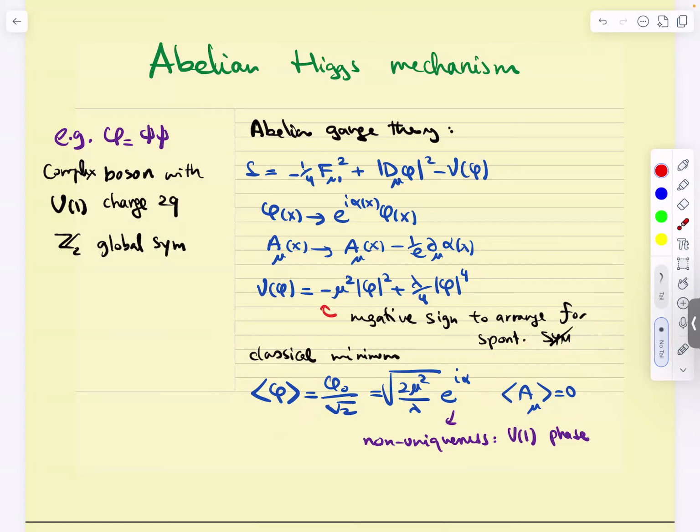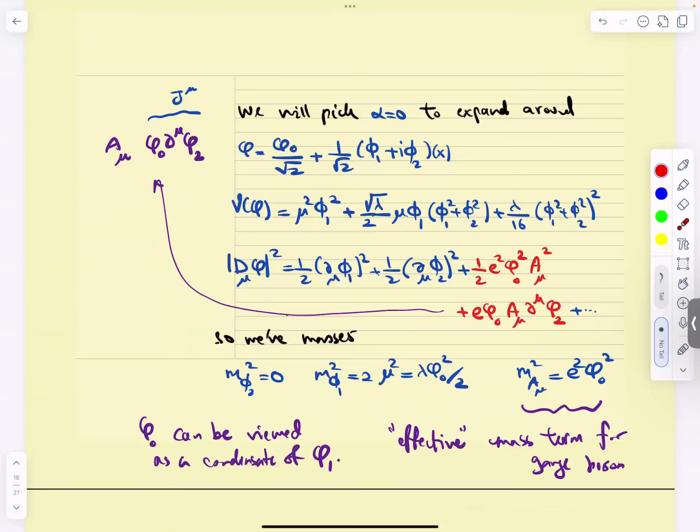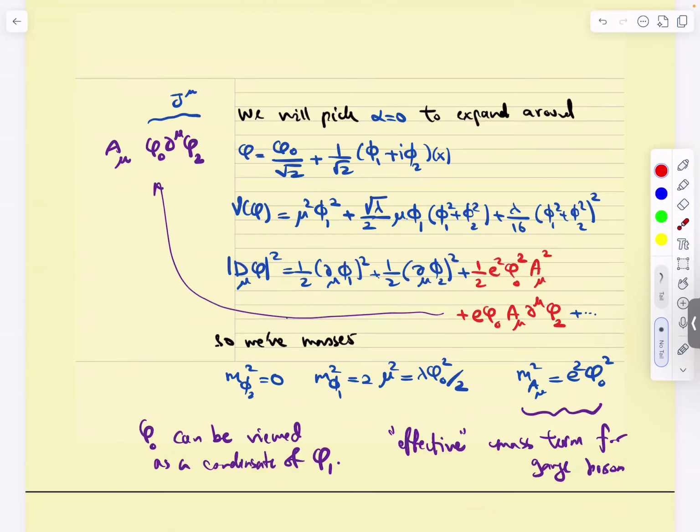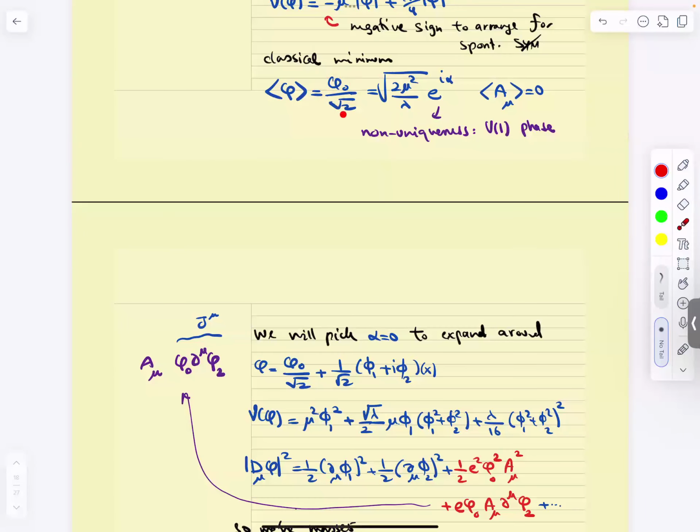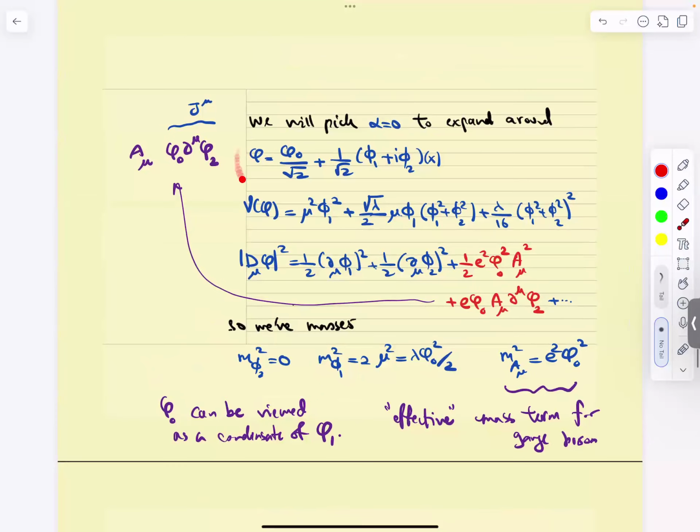That's the solution to these equations. Classical solution. Good? All right. So around alpha equals 0, we're going to expand. At alpha equals 0, phi naught is real. So if we look at the complex field as a real plus imaginary part, this is viewed as fluctuations in the direction of this, and this is perpendicular. So this is the thing that's going to become similar to the massless mode of the Goldstone boson. It's going to mimic it.